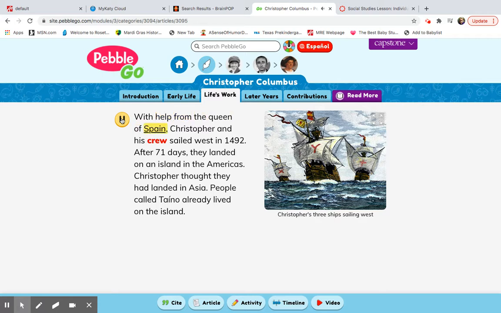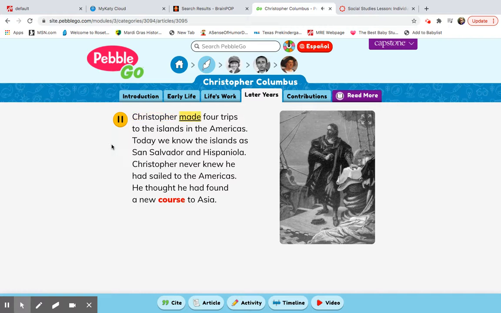With help from the Queen of Spain, Christopher and his crew sailed west in 1492. After 71 days, they landed on an island in the Americas. Christopher thought they had landed in Asia. People called Taino already lived on the island. Christopher made 4 trips to the islands in the Americas. Today we know the islands as San Salvador and Hispaniola. Christopher never knew he had sailed to the Americas. He thought he had found a new course to Asia.